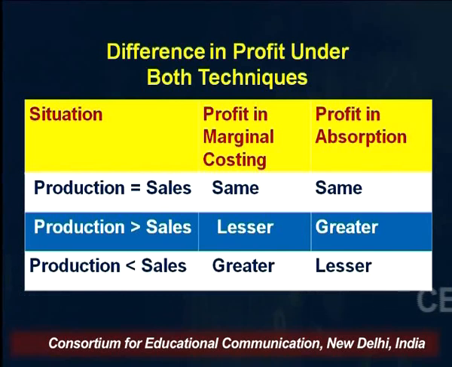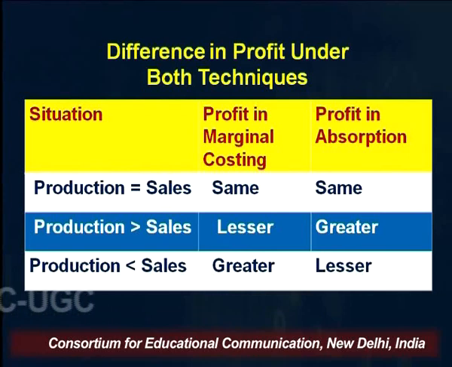But what if your production is greater than sales? If your production is greater than sales, you are producing more than what you are selling. It means it results in closing stock, it results in inventory. So that closing stock is going to be valued. So obviously, while evaluating the closing stock, marginal costing says that our cost of production is only variable manufacturing cost. So value of inventory will be lesser. Whereas in case of absorption costing, we'll take up both, and closing stock, you all know, goes to the credit of your trading account. So what will happen in case of absorption costing? Your profit will be higher.